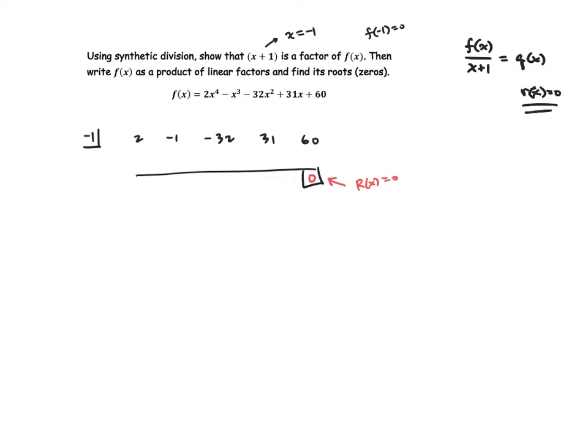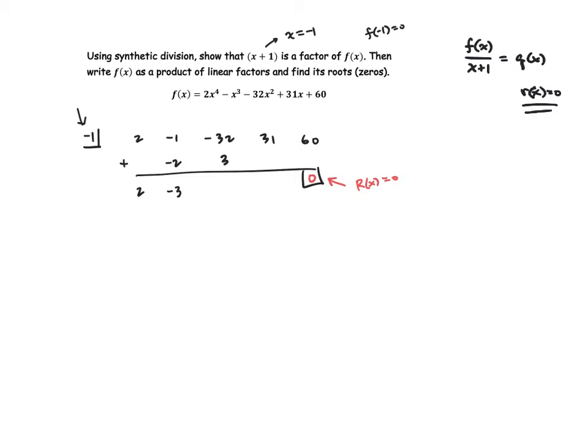How we do that is we drop the coefficient 2 down, and then we multiply -1 times 2. So that gives me -2. Now, when we work with synthetic instead of long division, we add. So we're going to take the -2 and the -1 and add them. I get a -3. Now I take the -1 times the -3. That gives me a +3. Okay, so each subsequent value that I get here, I multiply by -1 to get the next number. All right, that number will be summed to the next coefficient of the polynomial.